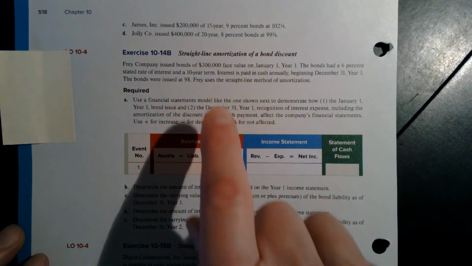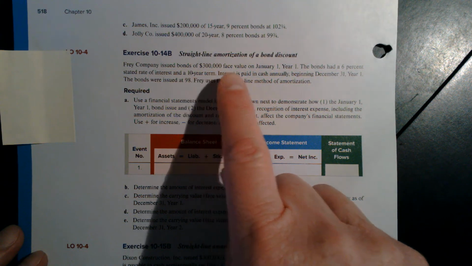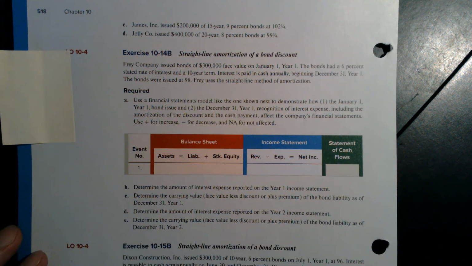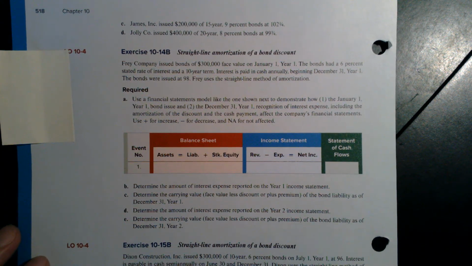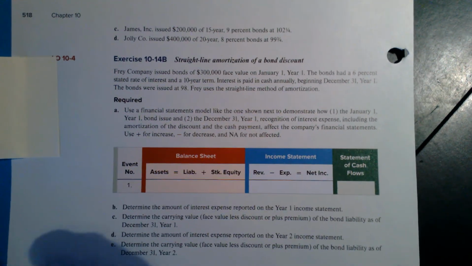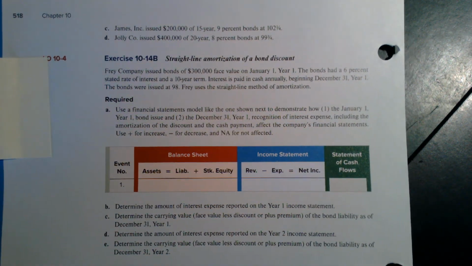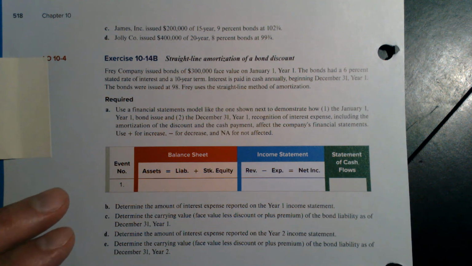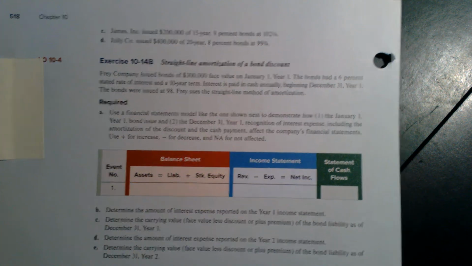So in that case, the important things I need to know are $300,000 here. It's a 6% rate of interest, 10-year term, and it was issued at 98. So that tells me that this was issued at a discount, so we're going to need to figure that out. The first thing they ask for is to do a simple transaction grid like we've been doing to show what goes up and what goes down, both for when we issue the bonds and then later when we make the first interest payment.